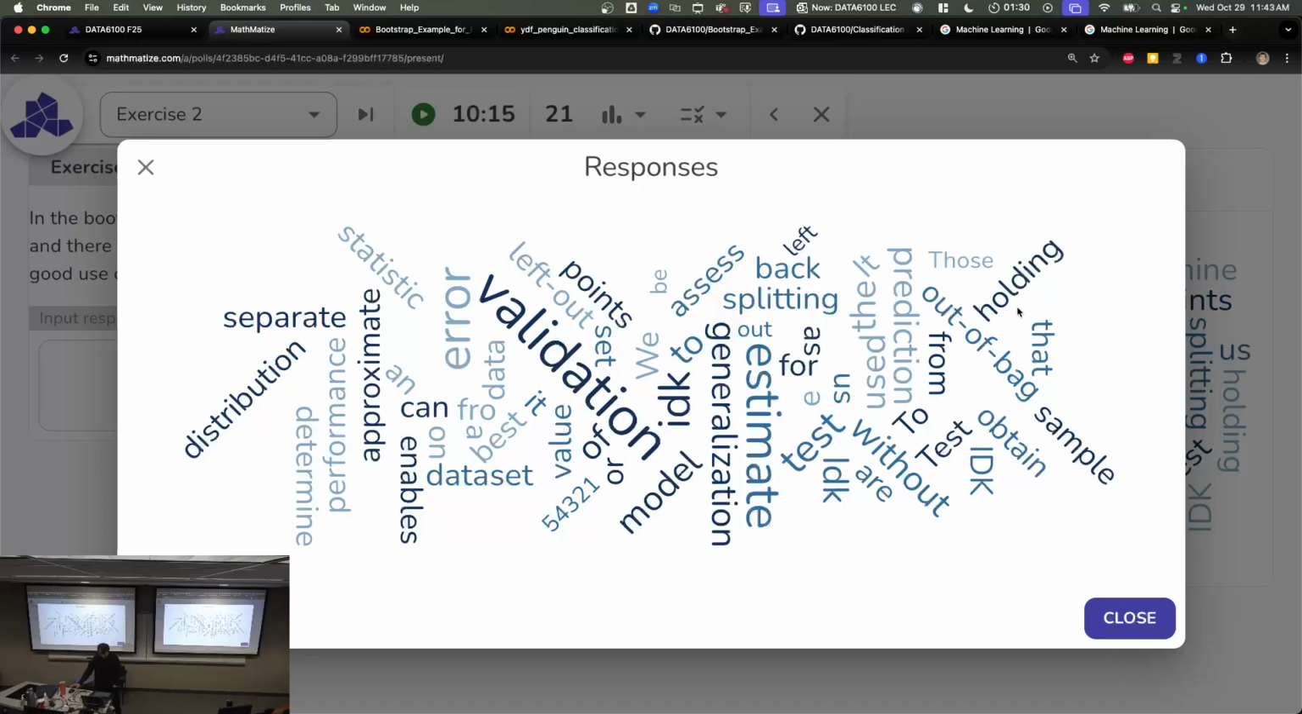The big word is validation, right? And we had this idea of having a held out set of points as our test set. And before we were sort of doing that explicitly, but a lot of people are picking up on this idea that we can use any points that are not in our sample as a validation set. Yes, some people even said out of bag. What could out of bag be? What is that?